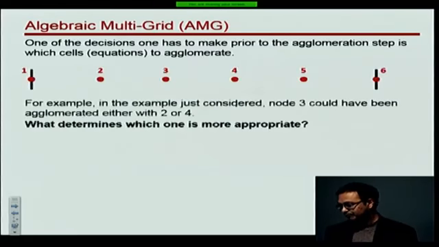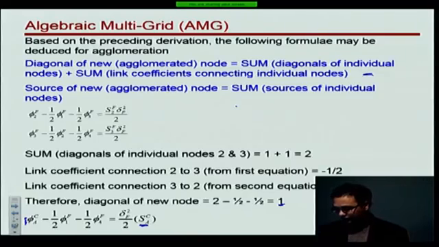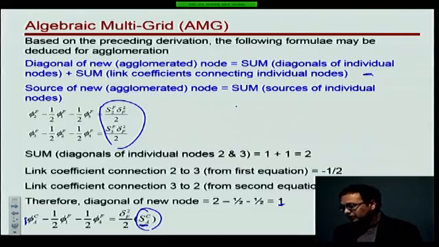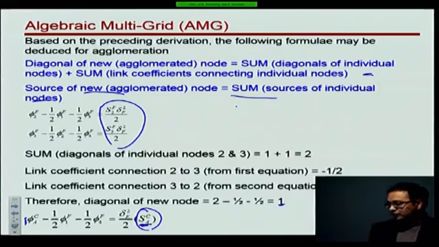Let me just go back here and show you. These two got added into that one, because we said that the agglomerated source is the sum of the sources of the individual nodes. So S2 and S3 simply got added to give you SA. So that's how you form the agglomerated equation.